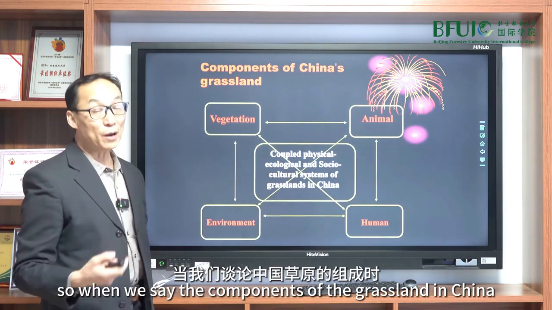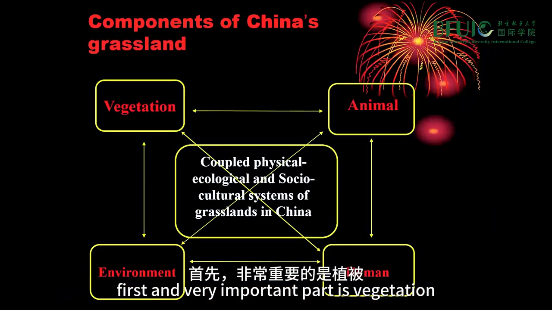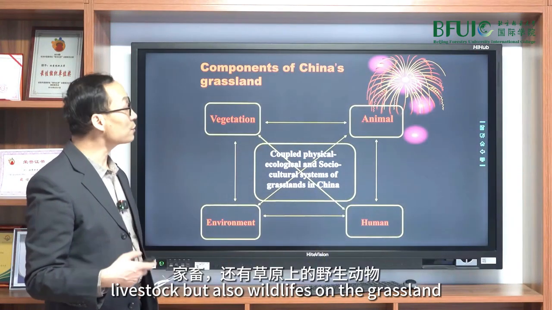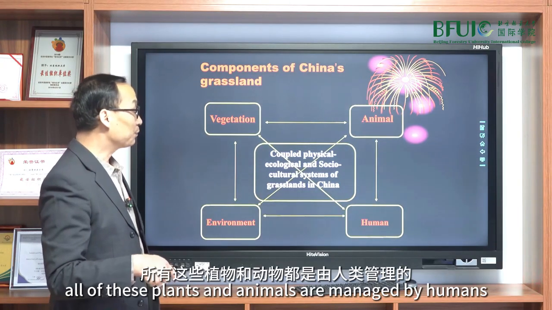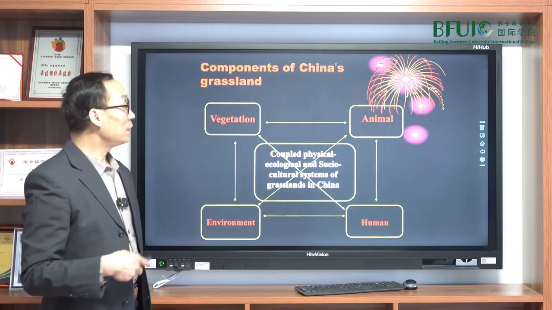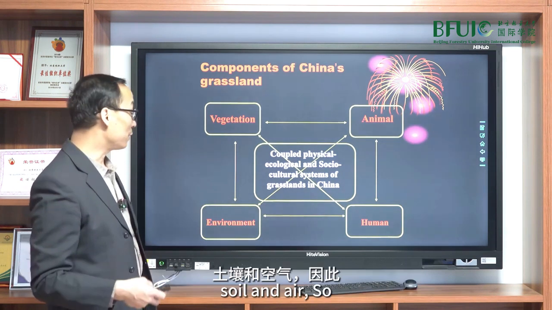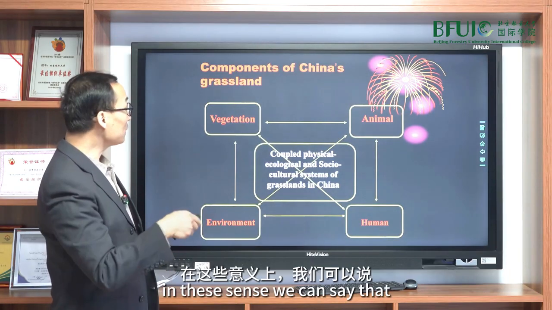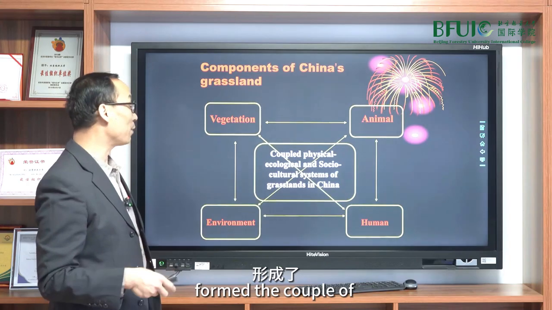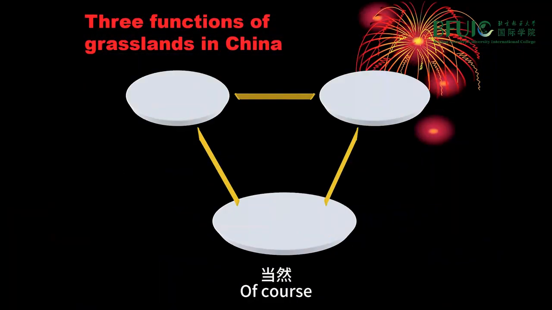So when we talk about the components of the grassland in China, we mainly say there are 4 components. First, very important is vegetation, meaning plants. We also have animals, not only livestock, but also wildlife on the grassland. All these plants and animals are managed by humans. And of course, vegetation and animals interact with the environment. When we talk about the environment here, we mainly mean water, soil, and air. So in this sense, the different components interact with each other and form coupled physical, ecological, or social cultural systems.